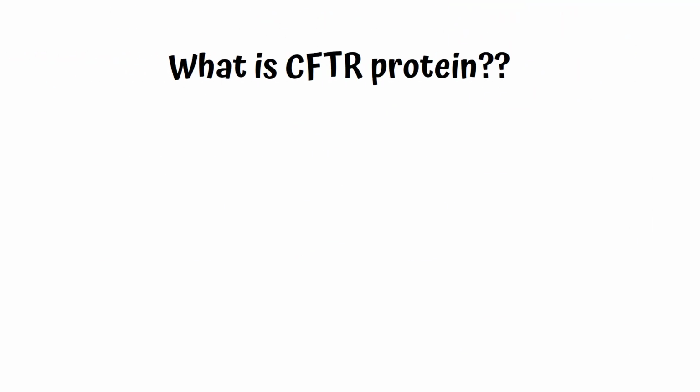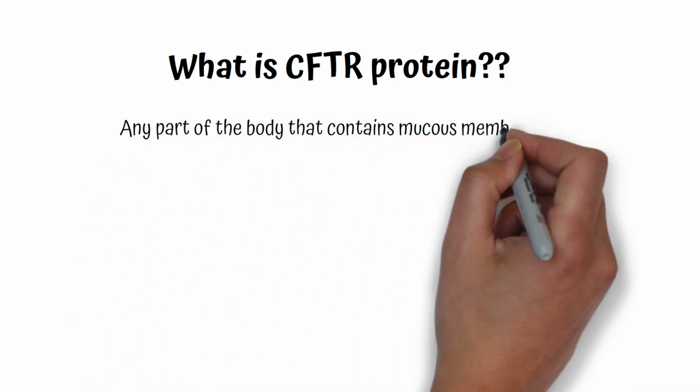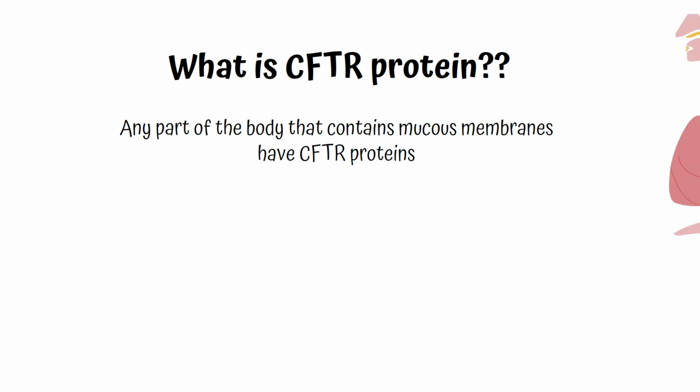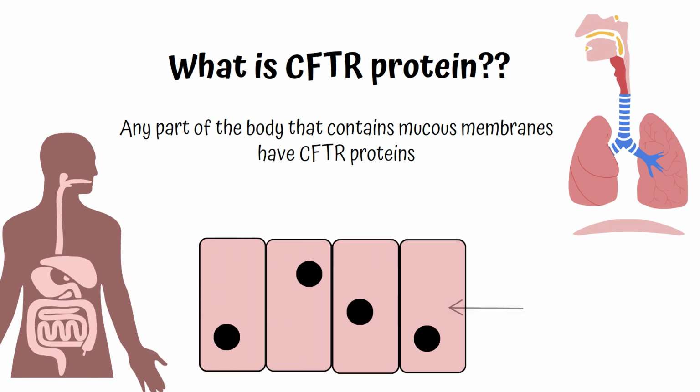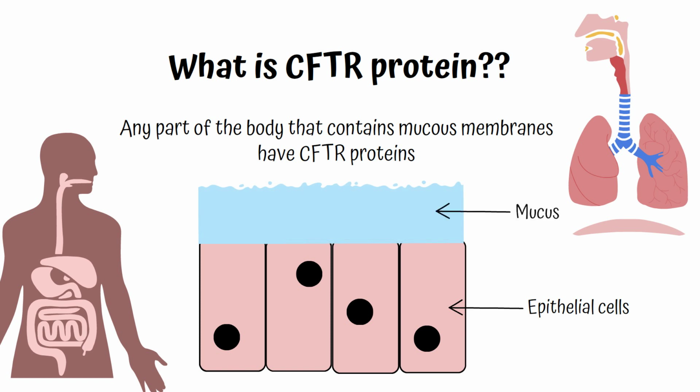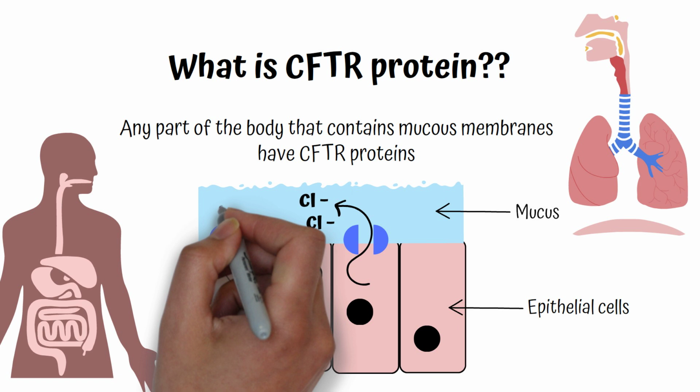So what is this CFTR protein? Where is it located and why is it important to have a normal CFTR protein in our body? Let's find out. Any part of the body that contains mucous membranes, like your respiratory tract and GI tract, has CFTR proteins in them. For example, if we take our GI tract, it's lined by a layer of epithelial cells. The apical side of these epithelial cells that makes contact with the mucus contains ion channels made up of CFTR proteins. These CFTR ion channels pump chloride ions into secretions.